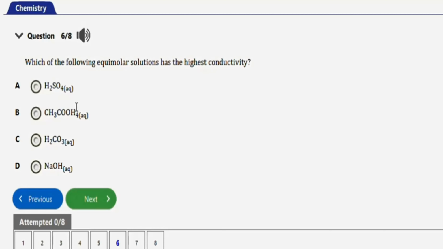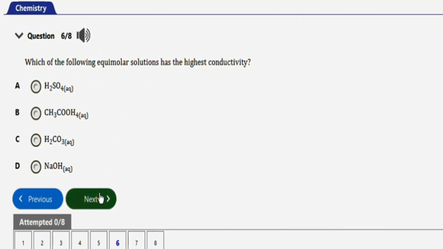The reason is that out of these compounds, the one in option A has the highest conductivity. Tetraoxosulfate 6 acid is the strongest acid here, so it will have the highest conductivity. That is for this question, option A.